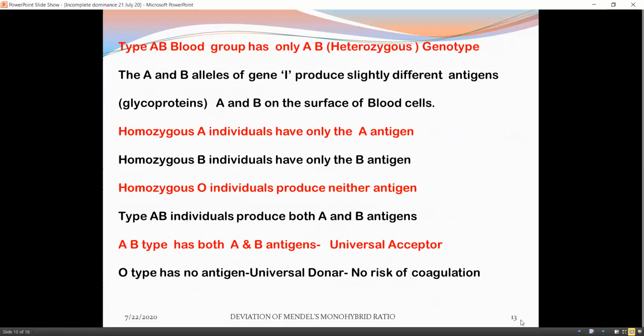The A and B alleles of gene I produce slightly different antigens A and B on the surface of blood cells. Homozygous A individuals have only the antigen A. Homozygous B individuals have only the B antigen. Homozygous O individuals produce neither antigen. Type AB individuals produce both A and B antigens. AB type has both A and B antigens and is therefore a universal acceptor. O type has no antigen, so it is a universal donor. There is no risk of coagulation or agglutination.